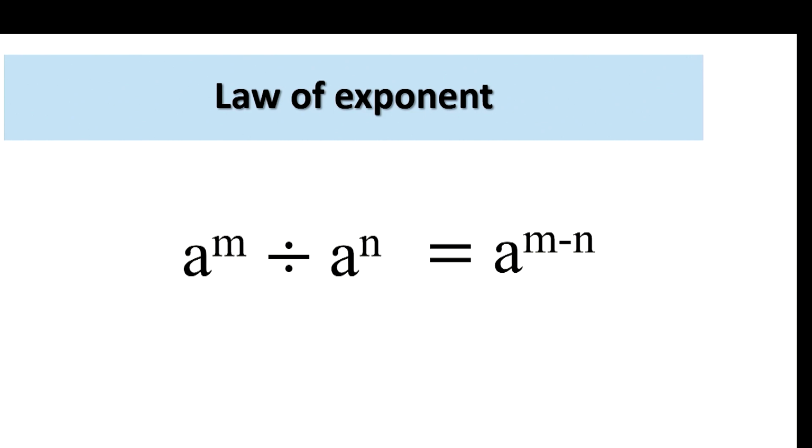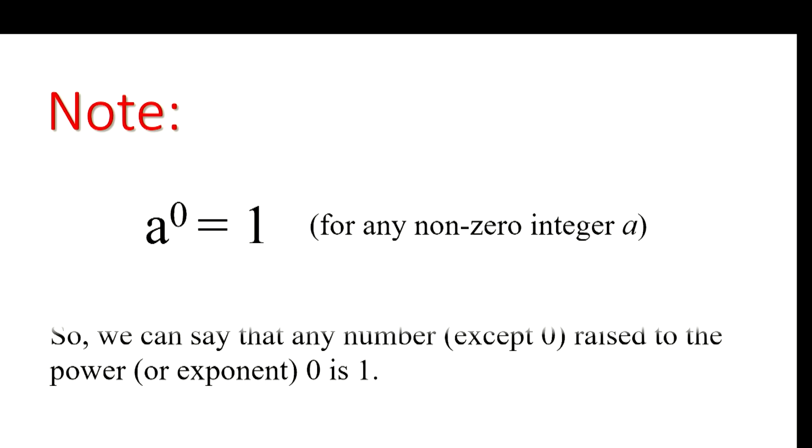And also you have learnt that a to the power of m divided by a to the power of n is equal to a to the power of m minus n. This is another law you have learnt, and you also came to the conclusion after solving a few problems that a to the power of 0 is equal to 1, or any number with exponent 0 is equal to 1. These are the important topics of today's session.